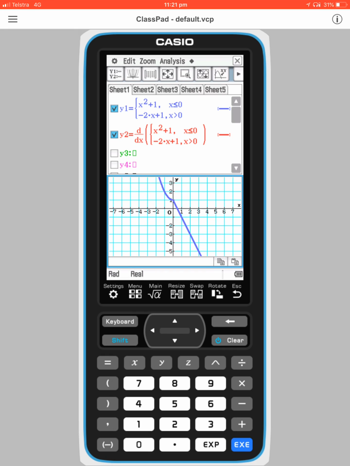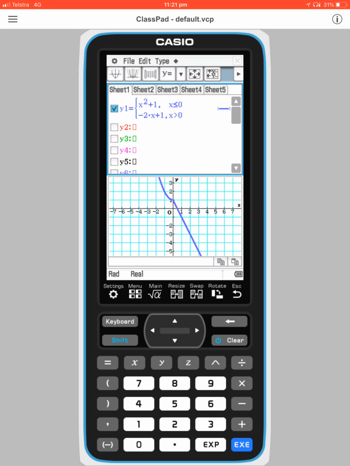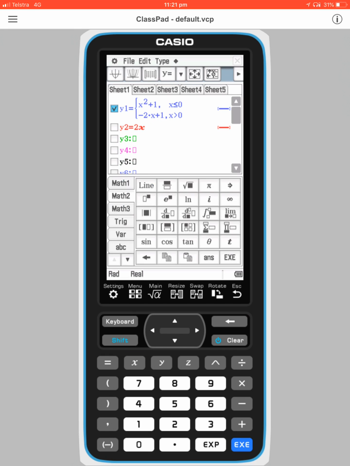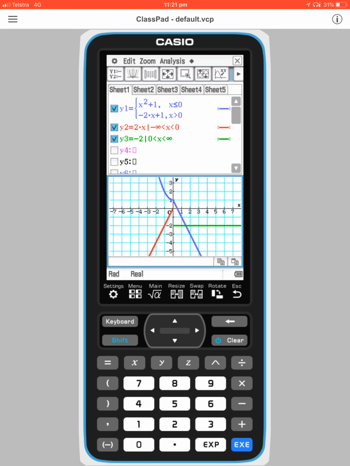Okay, it didn't like that. Okay, so let's graph it. So I've got 2x, given negative infinity is less than x, which is less than 0. And I've got negative 2, because these are the derivatives, given 0 is less than x, which is less than infinity. If I sketch them both, you can see that they don't join up. So because it's discontinuous, the derivative doesn't exist at that point.